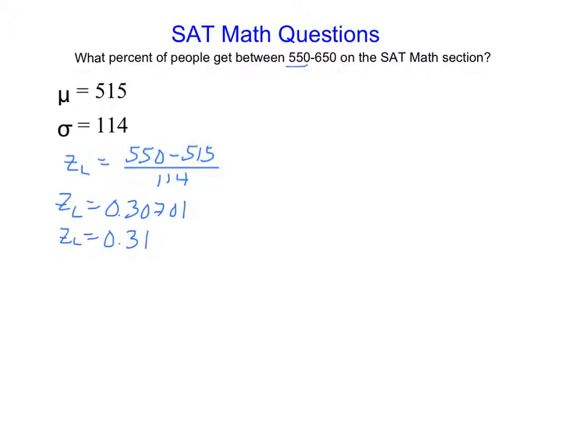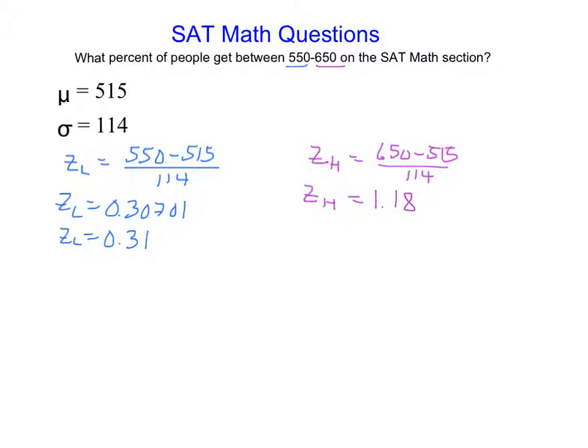And we will proceed with this, but I might as well get the z-score for the higher end now too. That's 650. And this one, I'll already round it. This one's about 1.184. Okay, so I got those two.